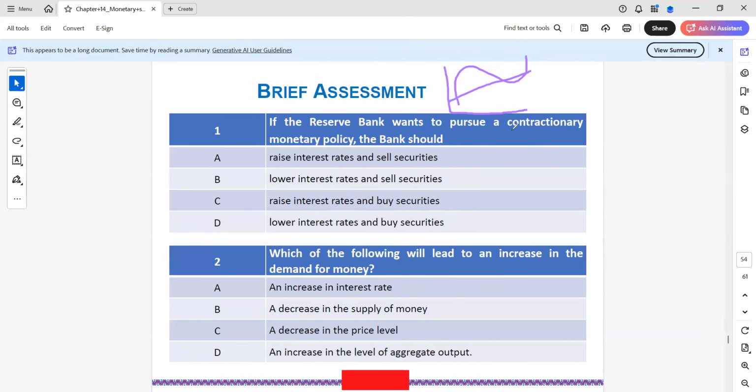If they are talking about the contractionary monetary policy, this one is used here, right? The contractionary monetary policy, you're going to use it here, right? When the economy is what? It's increasing, right? When the economic activities are increasing, because this side is called the expansionary phase.